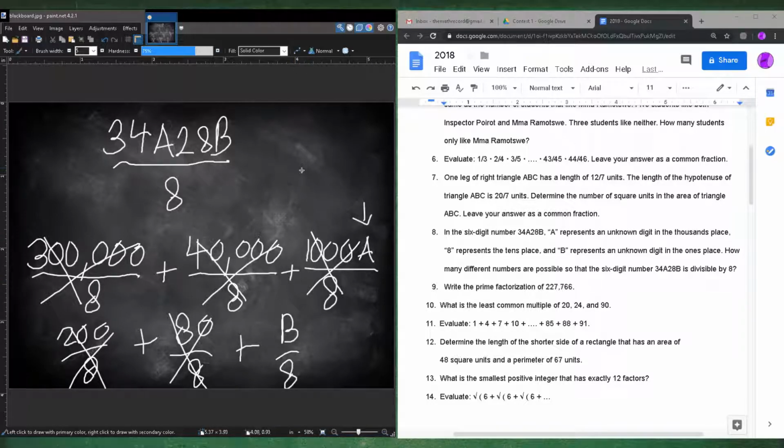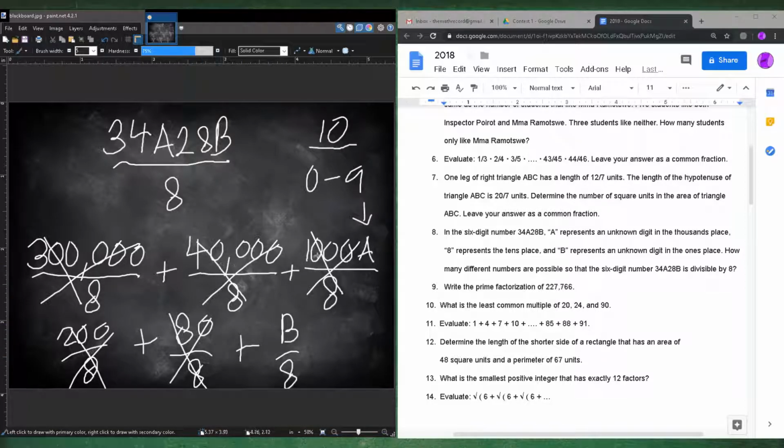Since the numbers we can substitute for A in base 10 are just 0 to 9, so 0, 1, 2, 3, 4, 5, 6, 7, 8, 9, we have 10 possible combinations for A. Now we just need to find out how many combinations we could put for B. We know the 2 here is divisible by 8, and 8 divided by 8 is obviously an integer, so we don't have to worry about it. Now we have B. For the 6-digit number to be divisible by 8, B has to be divisible by 8, because everything else is going to be an integer.